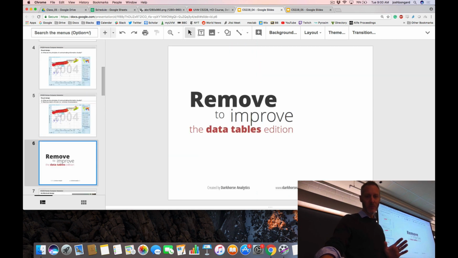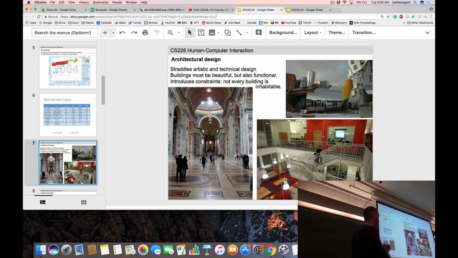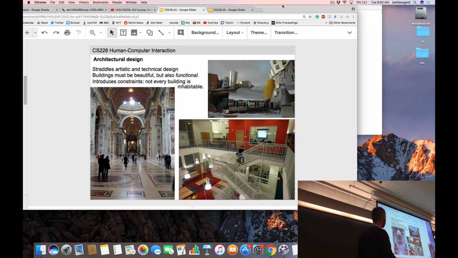Okay, so last time we ended actually with architecture, which again is a good place to start. In architecture you have to strike this balance between things that are subjective and objective, right? Clearly in architecture we're trying to create something beautiful. Beauty is subjective, so here are two different buildings. One of these buildings might look more appealing to you than the other, and I'm sure we could find a disagreement. Some people might think one building is more beautiful than the other.